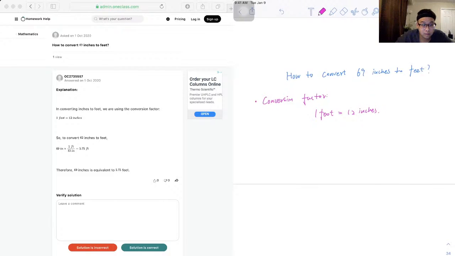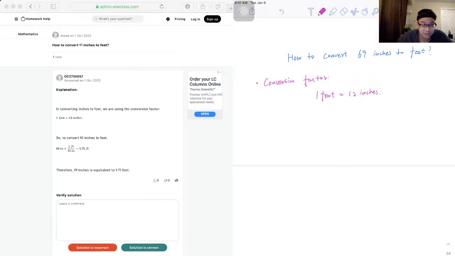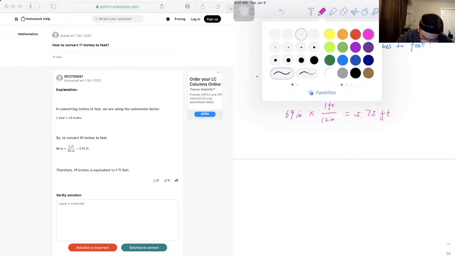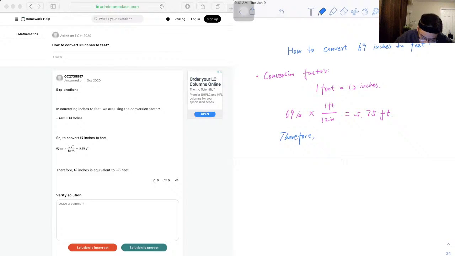Right. So now we need to convert 69 inches into feet, which is 69 inches times our conversion factor, which is 1 foot over 12 inches. And so 69 divided by 12 is 5.75 feet. Right. So now we can write our conclusion. Therefore, 69 inches is equal to 5.75 feet. Yeah. So that's all we have for this question.